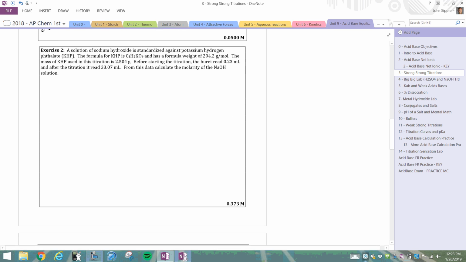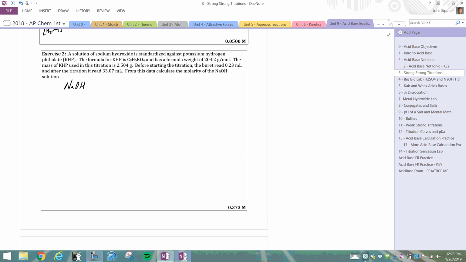Next example: we've got a solution of sodium hydroxide, and we're standardizing it, meaning we're reacting it with potassium hydrogen phthalate, so KHP. We'll use KHP in the future. This is how it works. Sodium hydroxide is our base here, and we're going to react it with KHP, which acts like a strong acid. And here is its formula.